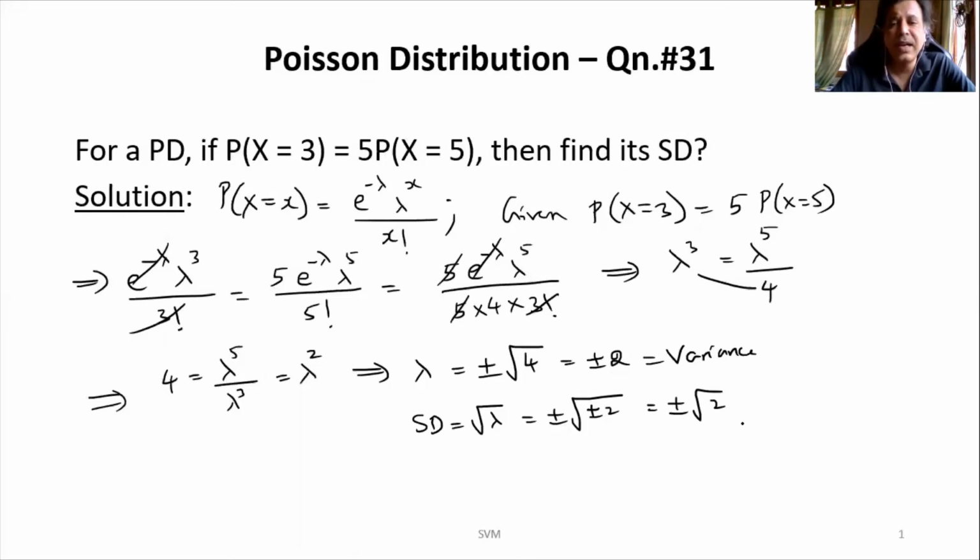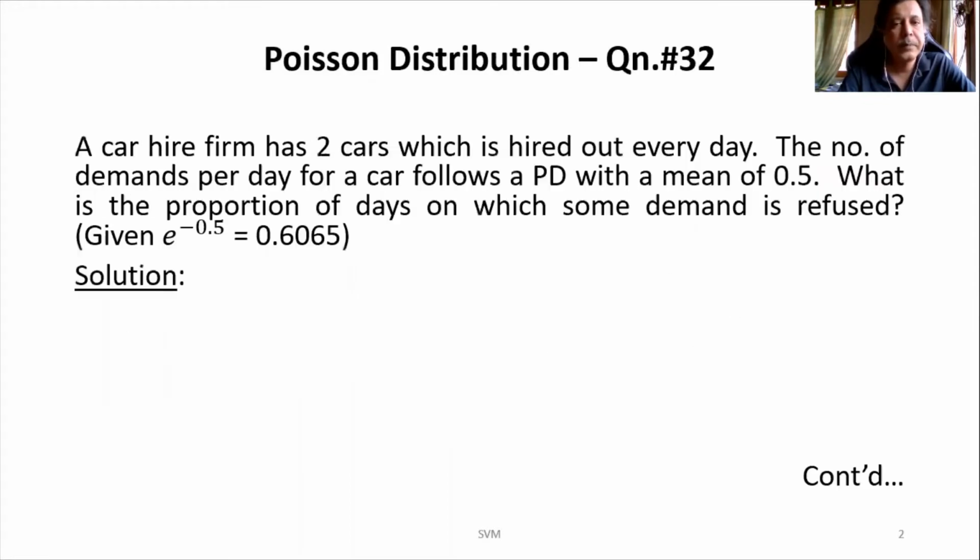But since it is a standard deviation, it cannot take any negative value. So here I will say negative not applicable for the first thing. Then again I will say negative not applicable, being a standard deviation. So ultimately the answer is positive root 2. That will be the result for this. Right? So let us move on to the next question.